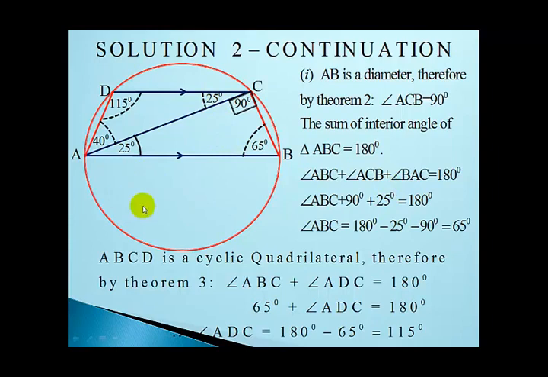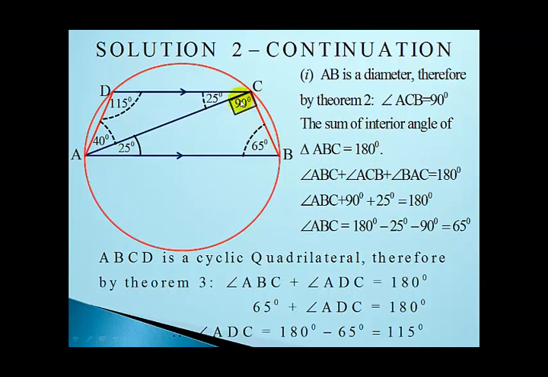Considering the diagram as shown, AB is a diameter. Therefore, by Theorem 2, angle ACB equals 90. The angle that the diameter AB sustains at the point C is 90, because C is on the circumference. The sum of the interior angles of the triangle ABC equals 180 degrees. And where do we have the triangle ABC? This is the triangle ABC.